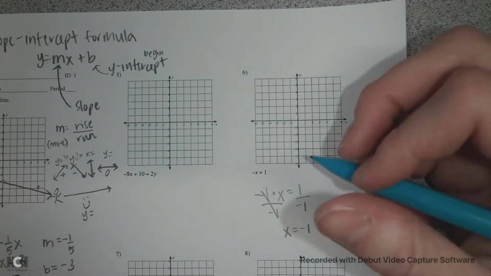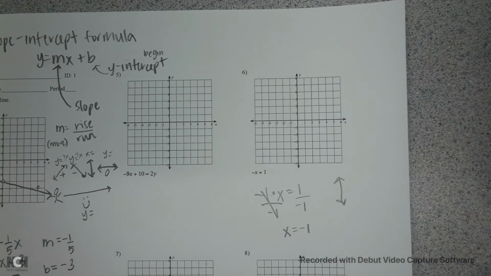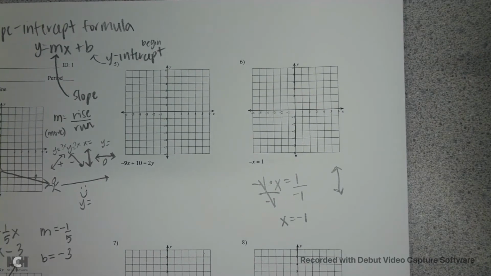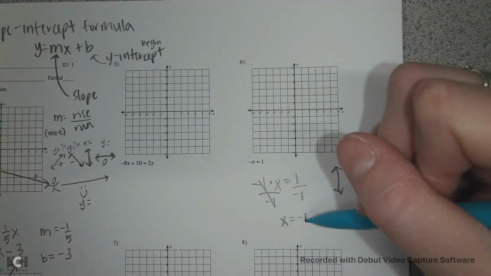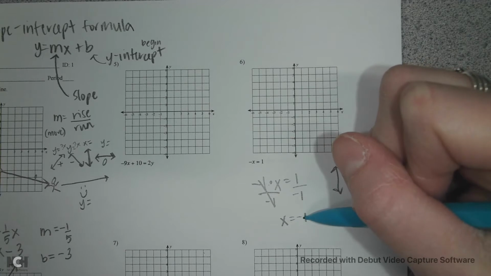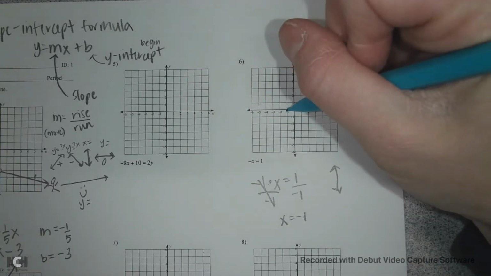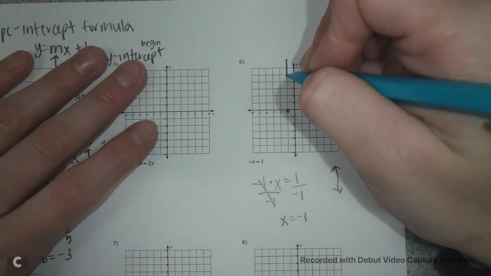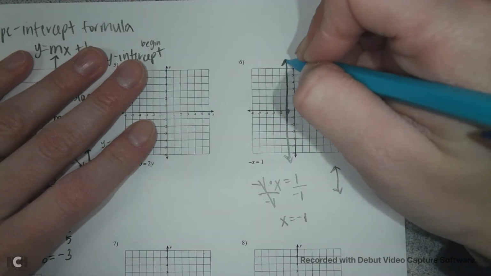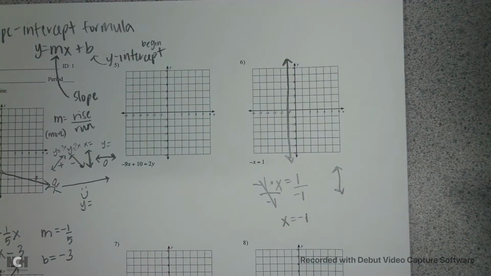Well, this guy is the weird one. He's the line that looks like this, straight up and down, undefined slope. So I'm just going to go on my x-axis to where I have -1, so on my x-axis to -1, and then my line goes straight up and down, like that.